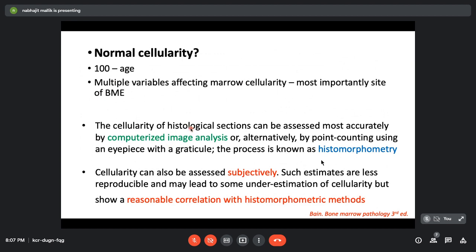Now, the cellularity of histological sections can be assessed most accurately by computerized image analysis, which will give us nice and detailed cellularity of the bone marrow. Alternatively, histomorphometry can also be used, where point counting with an eyepiece graticule is used. However, these are techniques that are not used in most places, and subjective evaluation of cellularity is what is done in most places, including ours. Such estimates of cellularity are less reproducible, but they show a reasonable correlation with the histomorphological features.